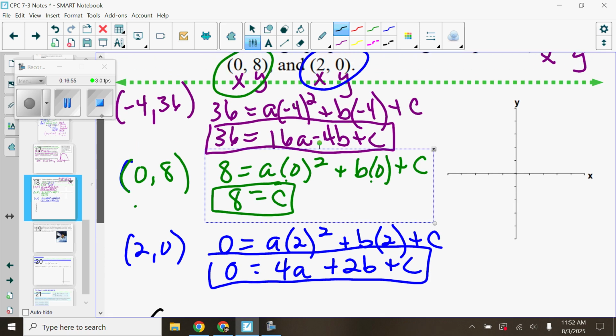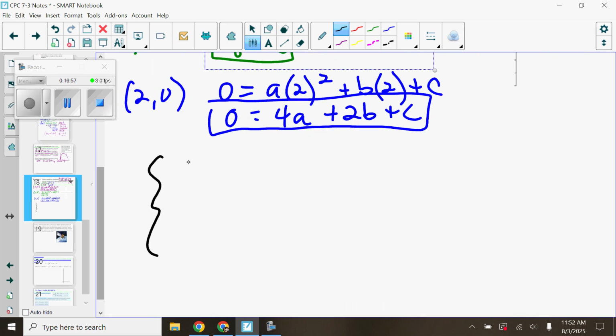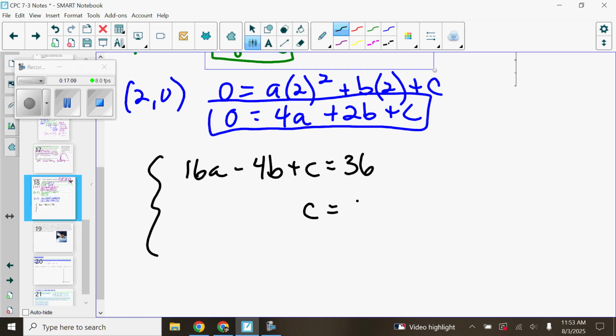So my first equation, I'm just going to write the variables on the other side. That's my purple one there: 16a minus 4b plus c equals 36. That's my first equation. And then my second equation, I got c equals 8. And then that third equation was 4a plus 2b plus c equals 0.